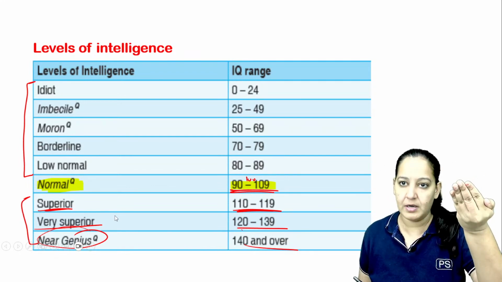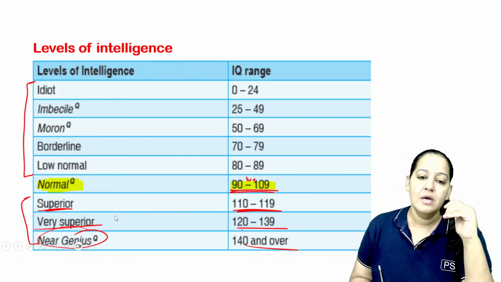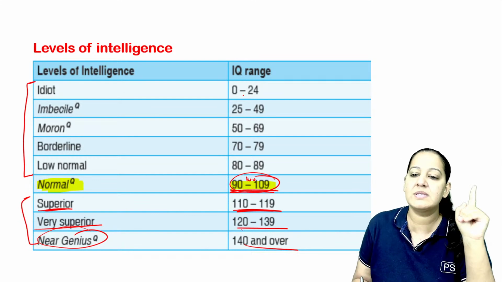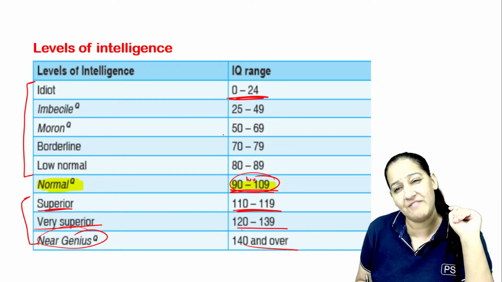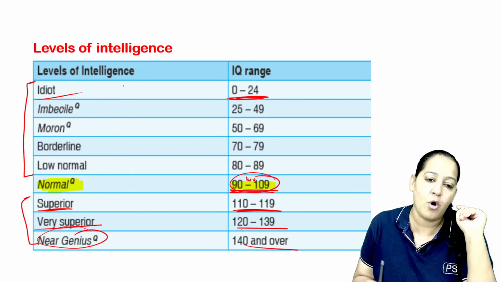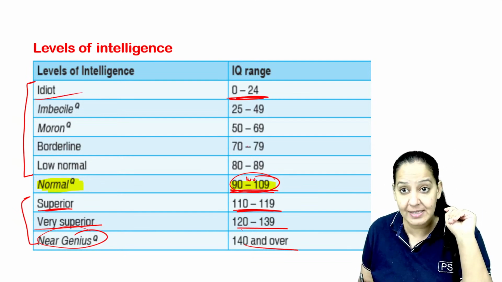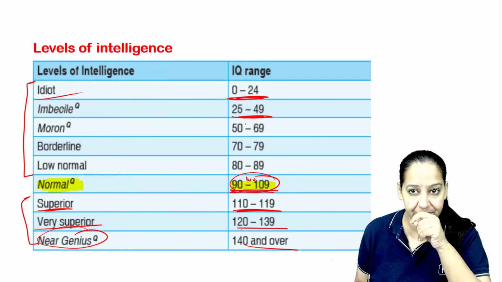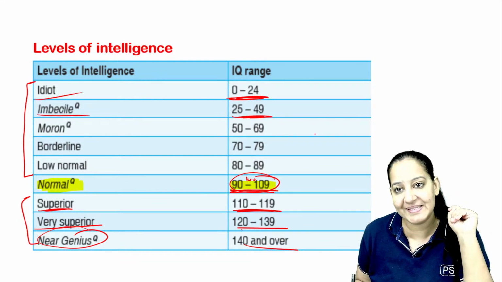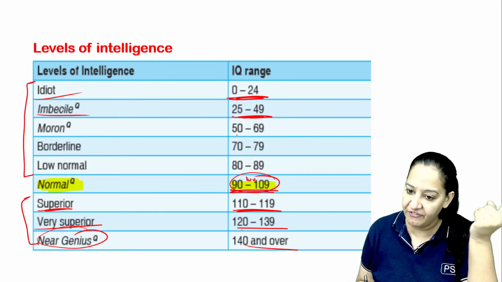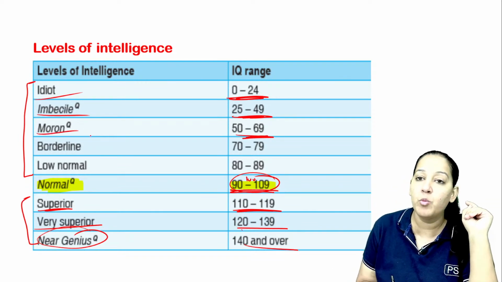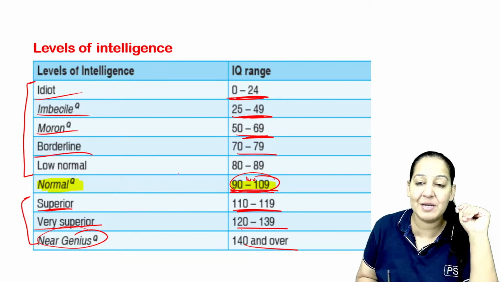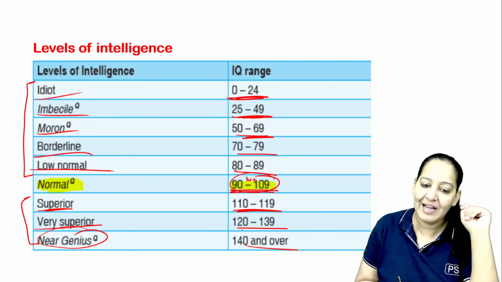Let's go on the lower side. 90 to 110 is normal. If someone has IQ 0 to 25, very less, you can call that person an idiot. Idiot is having IQ 0 to 25. 25 to 50, you can call the person imbecile. 50 to 70, you can call the person moron. 70 to 80, you can call the person borderline. And 80 to 90, low normal.